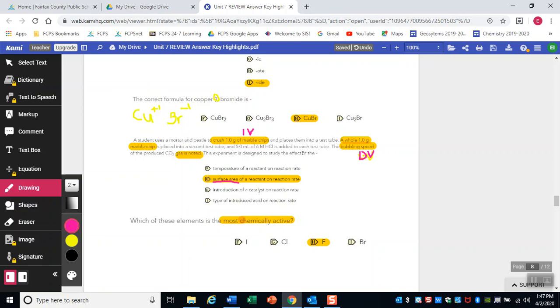The next one says, which of these elements is most chemically active? Remember, on your periodic table, the chemically active ones are in that upper right-hand corner. And so fluorine is the most chemically active. It's got the highest ionization energy and the highest electronegativity.